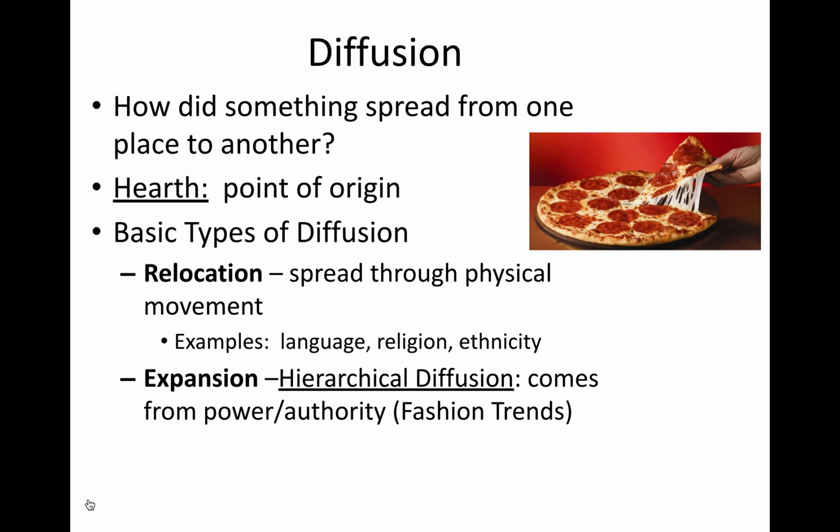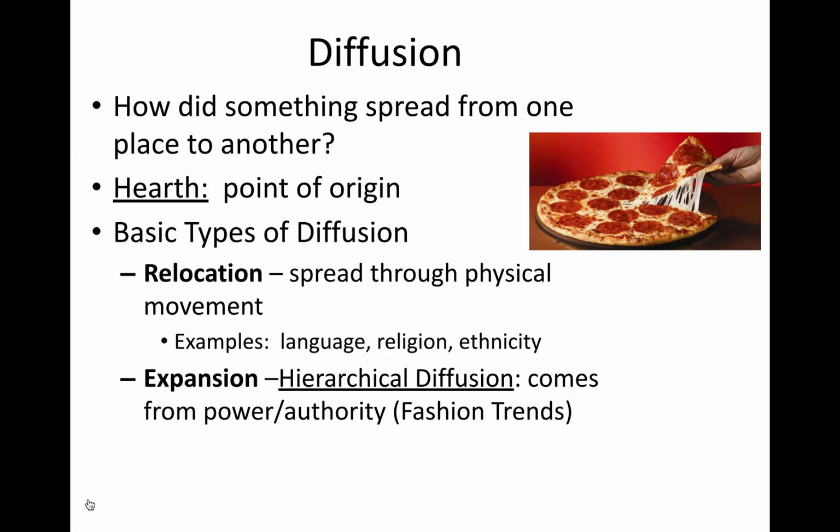Relocation is spreading through physical movements, so immigration or migration, people taking with them their language, their religion, ethnicity. It's very slow, and it's in small number. Expansion diffusion, there's three forms of expansion diffusion. Expansion diffusion is snowball-like diffusion. It spreads very fast in large number.